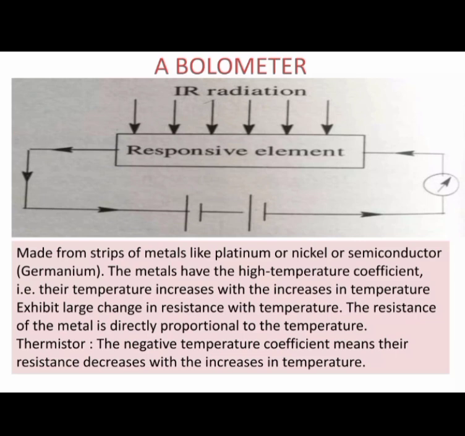Next, the diagram for a bolometer. The IR radiation enters through the responsive element. These are made up of strips of metals like platinum and nickel, and semiconductors. The metals have a high temperature coefficient, that is, their resistance increases with increase in temperature, and exhibit a large change in resistance with temperature. The resistance of the metal is directly proportional to the temperature. Thermistor: the negative temperature coefficient means their resistance decreases with increase in temperature.